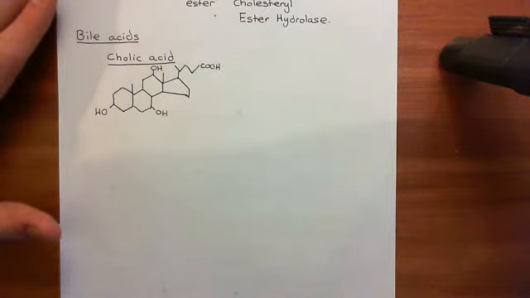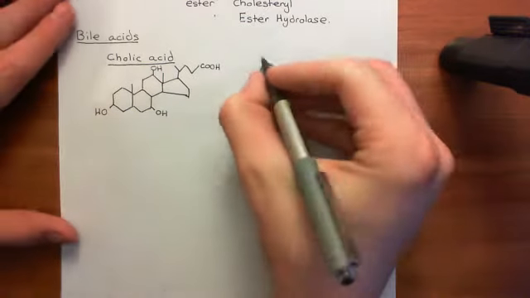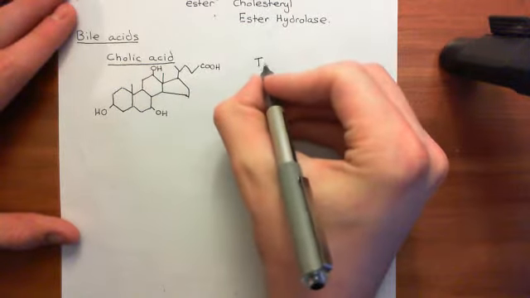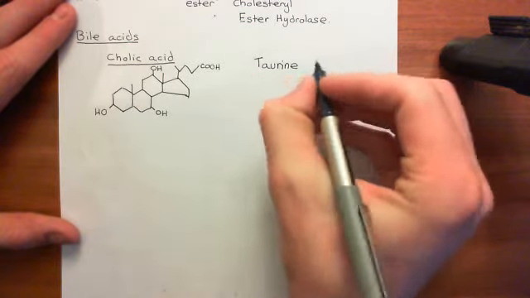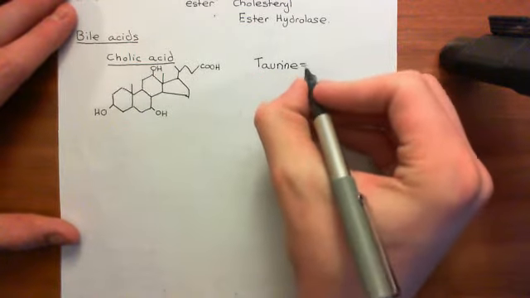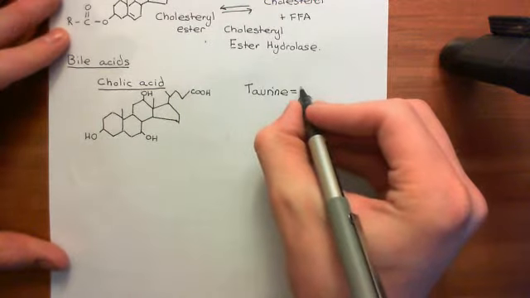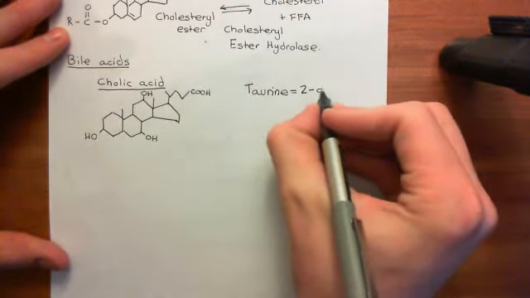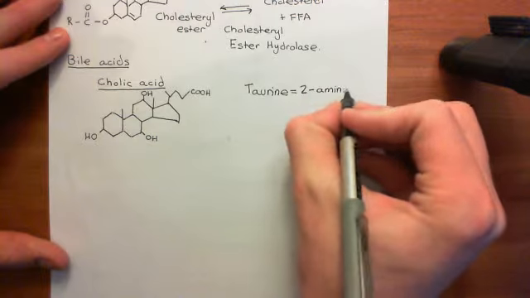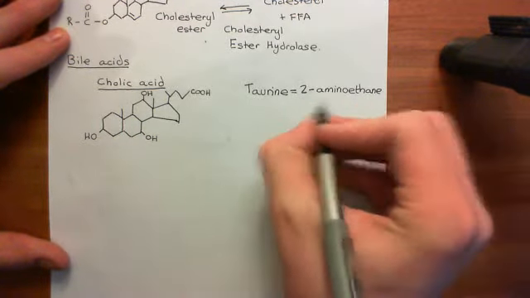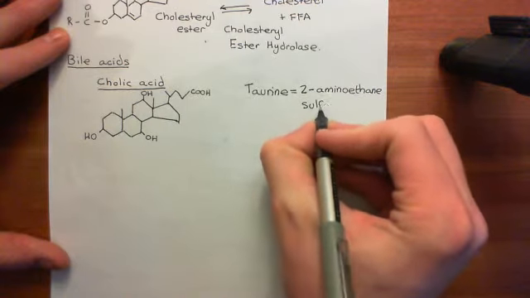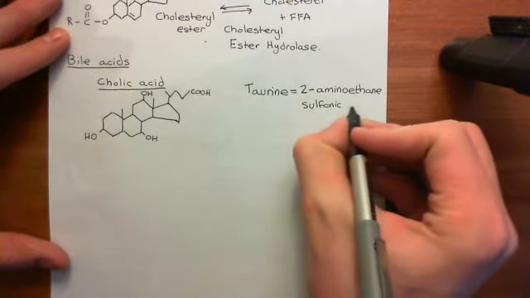So let me show you an example of what you can add onto cholic acid. Something which you can add on to cholic acid is something called taurine. Now the proper name for taurine, or the organic chemist name for taurine, would be 2-aminoethane sulfonic acid. It should all be one word, but never mind.